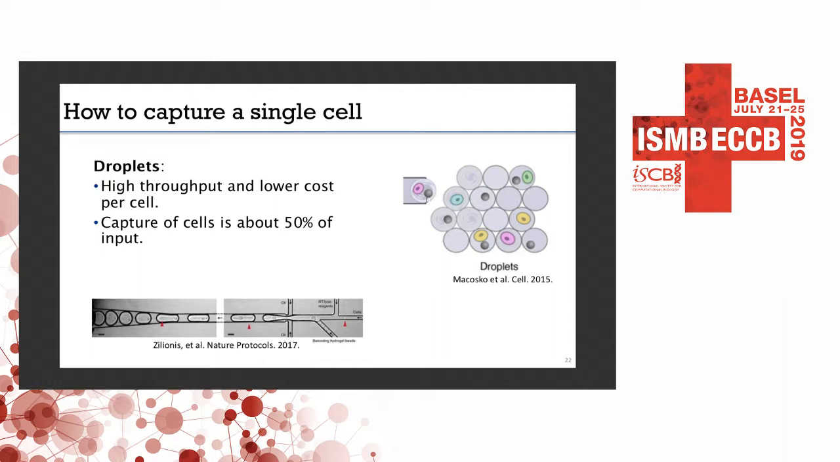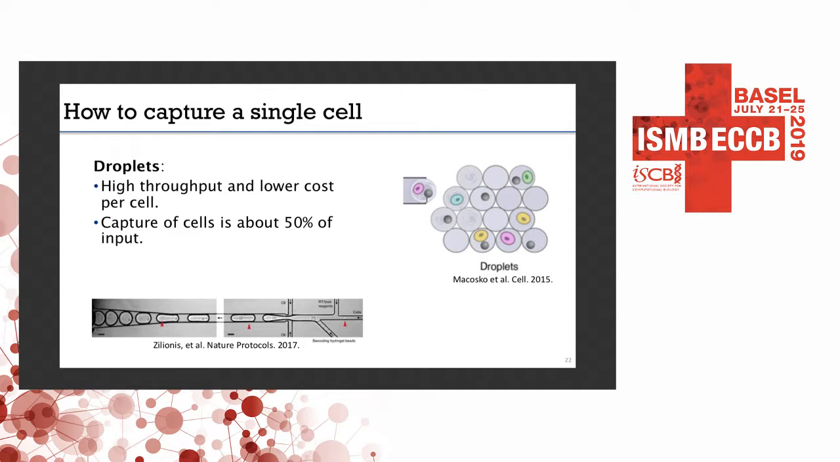So some droplets will have nothing in them. Some will have just the cell, or some will have only the bead of reagents. And then once you get a successful capture, you'll have both the cell and the reagents. And so if you put 20,000 cells in, you hope to capture successfully this type of event about 50% of the time. So while the capture is lower, it's much more high throughput.